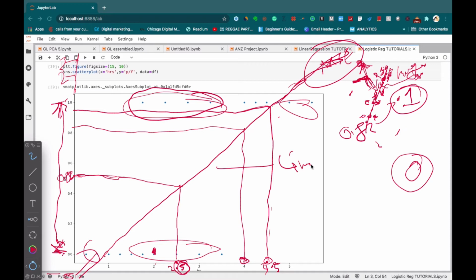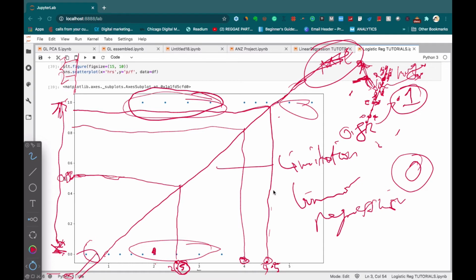All these are some of the limitations of linear regression, which make it unsuitable when it comes to this kind of categorical classification problem.